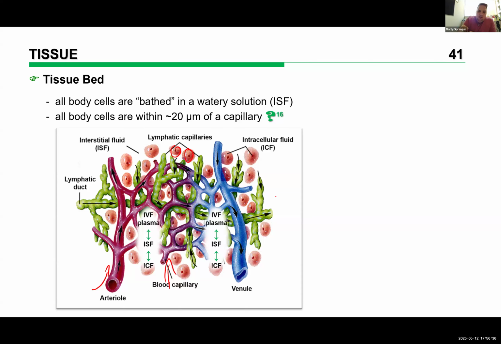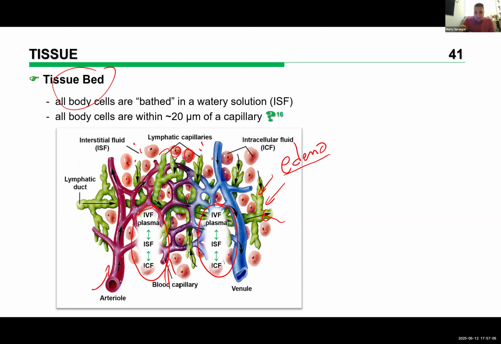By the way, we do have lymphatic vessels located in our tissue beds as well. When you're doing all of this, what would be called filtration here and reabsorption here, there's going to be a net loss of fluid. And when that fluid is lost, it builds up in this space and it could cause swelling, which is called edema. Well, it normally doesn't because these lymphatic vessels pick up all that extra fluid.